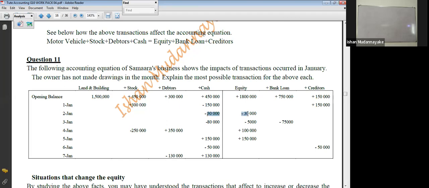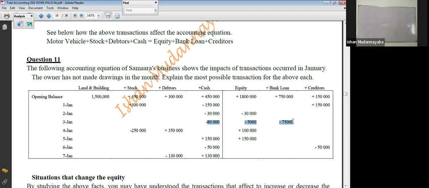Third one, what is third? Pay bank loan installment of 80,000, including 5,000 interest. Write down, pay bank loan installment 80,000, including 5,000 as interest. Clear? Okay, pay 80,000 bank loan installment, including 5,000 as interest. Right, third one. Look at the fourth one.